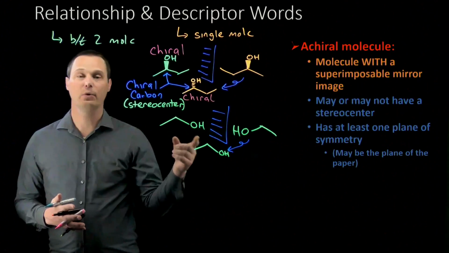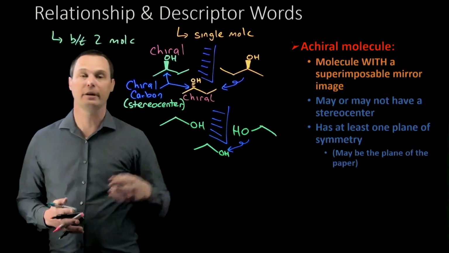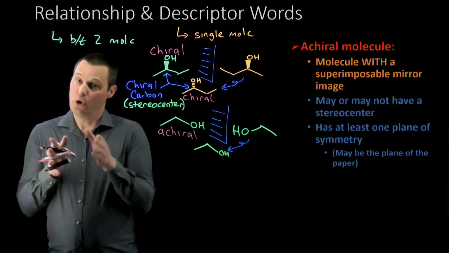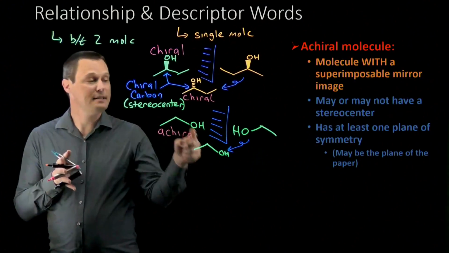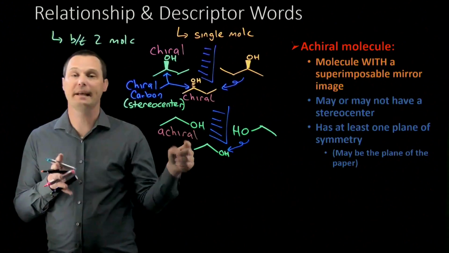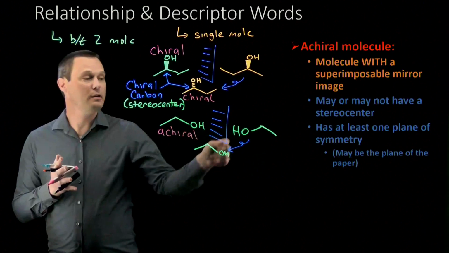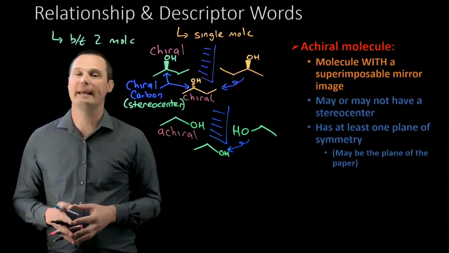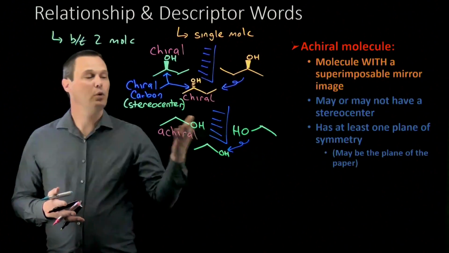They're the same molecule drawn twice, 3 times actually. This one molecule drawn 3 times is achiral. Notice how I'm using the descriptor word here. I'm not saying the relationship between these 2 molecules is achiral. That doesn't make any sense. This one molecule drawn 3 times is described as being achiral. Ethanol is achiral.